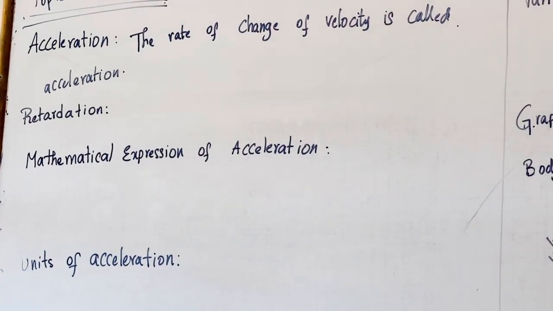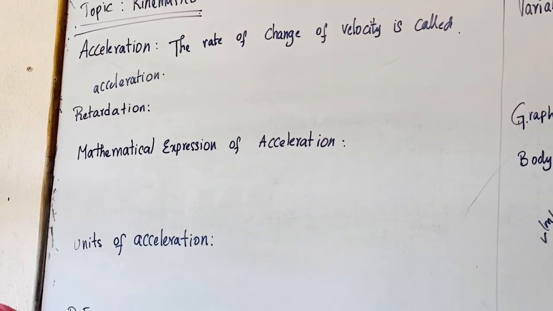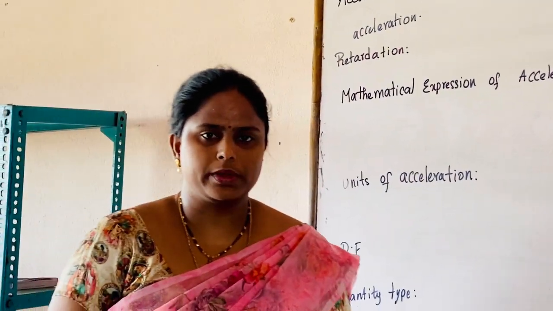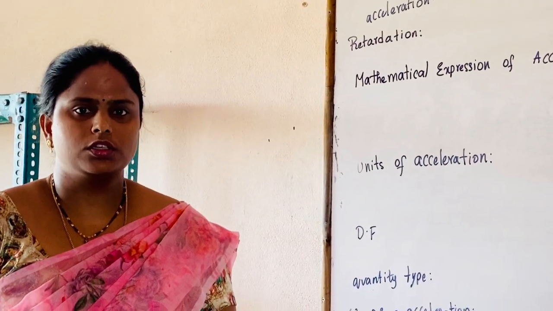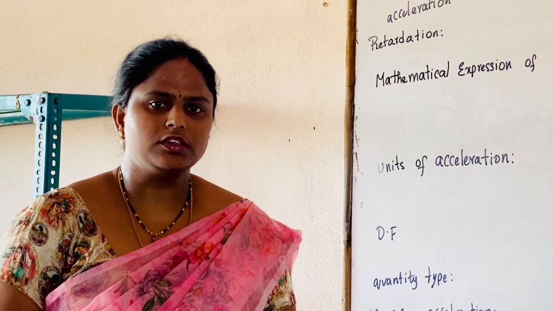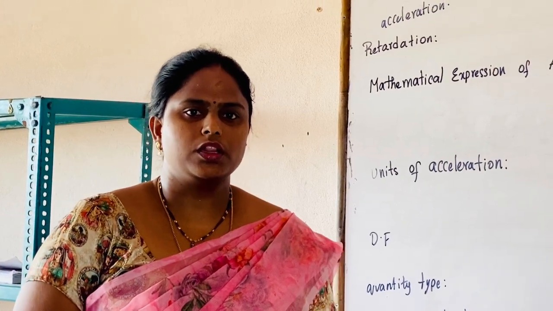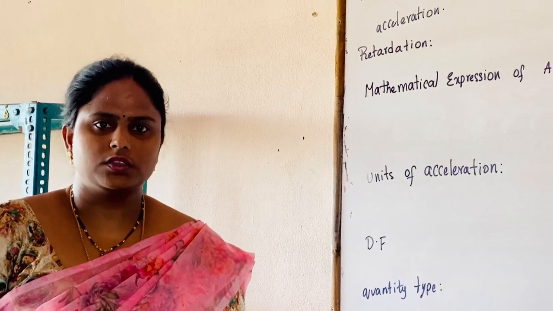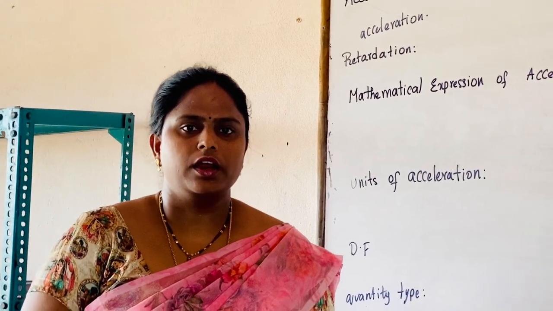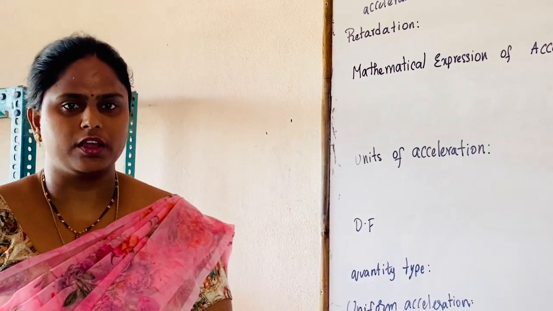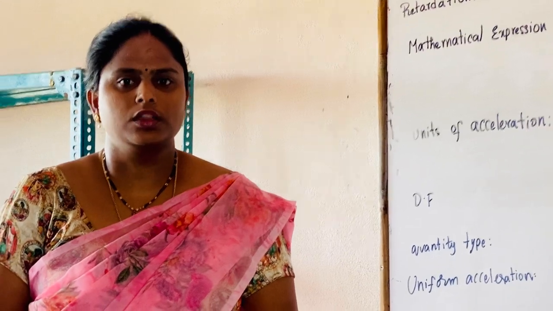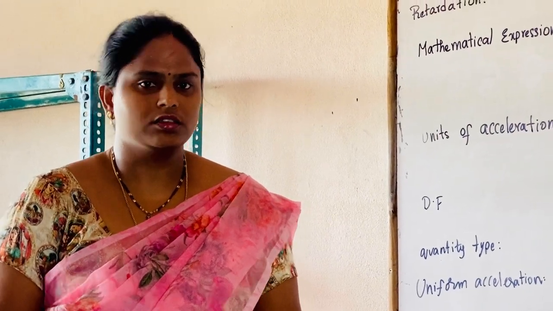A body moving with a certain velocity, uniform velocity and variable velocity. If a body is moving with variable velocity, throughout the journey its velocity may increase or it may decrease. When the velocity is increasing in a given interval of time, then the body is said to be accelerated. Let us suppose if the velocity is decreased in a given interval of time, then we can say that the body is in decelerating mode. That is also called as retardation.